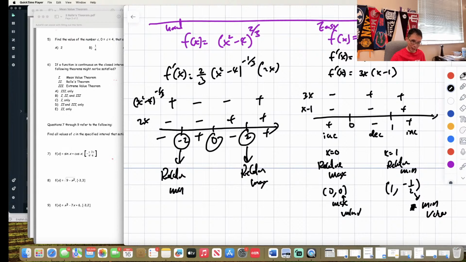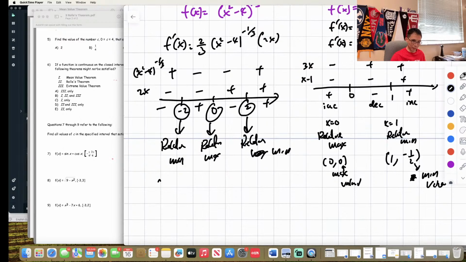Oh, sorry, not min, sorry. This is a max. Because you can plug in there, so it'd be negative 2, 0. And 2, 0 is going to be a relative max. Yeah, max. Min, sorry. Min, I can spell.